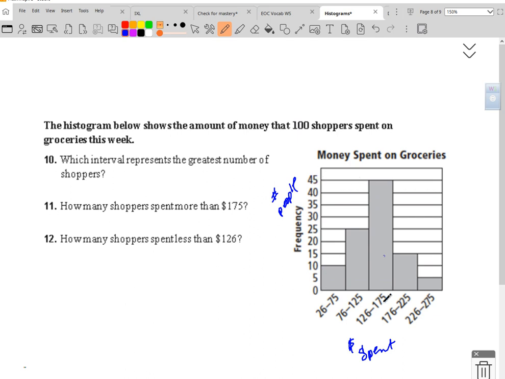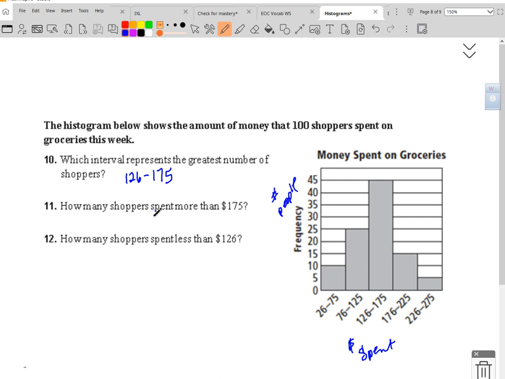126 to 175. Yes, and how many shoppers spent between $126 and $175? 45, that's right. So the interval is 126 to 175.